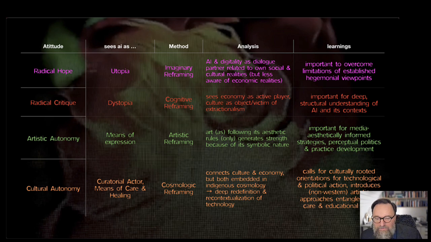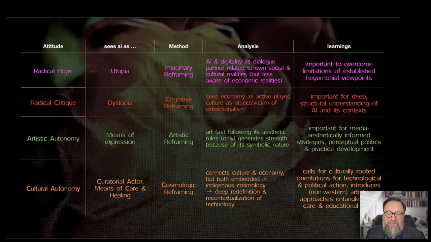So what do we learn from that? Firstly, it's important to overcome limitations of established hegemonial viewpoints, and we need imaginary reframing for that. Secondly, the radical critique is important for deep structural understanding of AI and its context. And what I showed you at the beginning, I hope, is kind of technical, technological, and most people don't like that. But this is how we understand what it is in itself. So we don't have to study informatics or applied computer science, but we have to follow that route. So third is artistic autonomy.